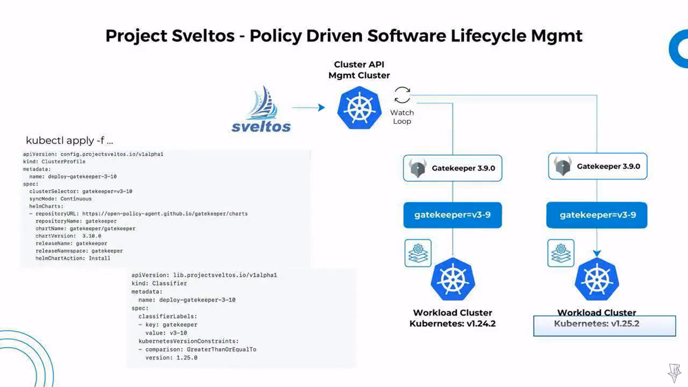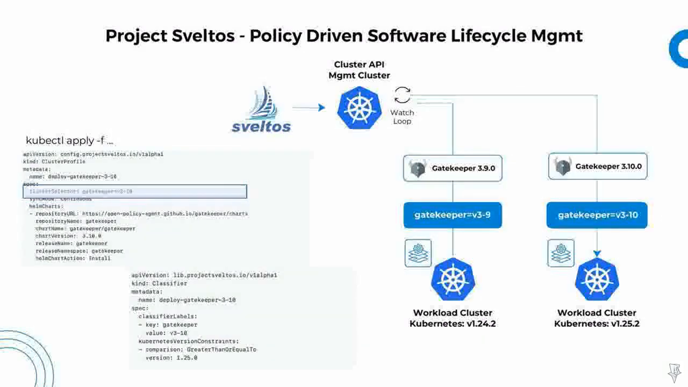As soon as one of the workload clusters gets upgraded to Kubernetes version v1.25.2, the cluster starts matching the new classifier instance and stops matching the old classifier instance. Sveltos updates the cluster label as instructed in the new classifier instance. When the cluster label changes, it starts matching the new cluster profile, and the Gatekeeper Helm chart gets upgraded.